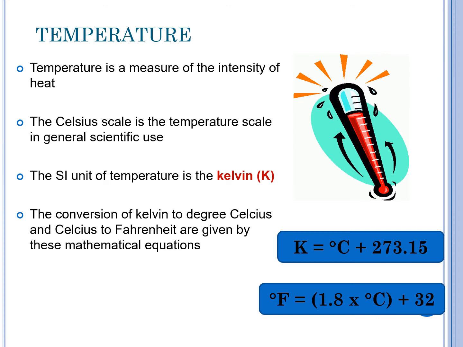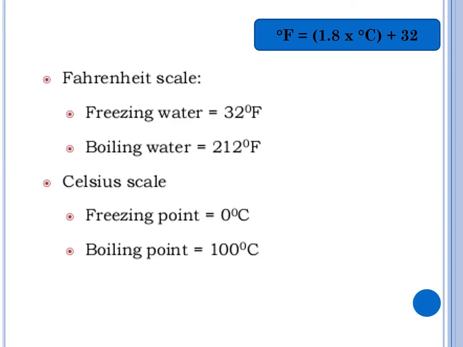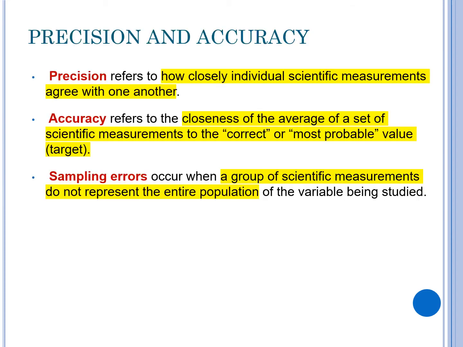So Kelvin is equal to degrees Celsius plus 273.15. That will give a Kelvin, while Fahrenheit is 1.8 times degrees Celsius plus 32. This is how we find the Fahrenheit. For example, freezing water is 32 Fahrenheit, boiling water is 212 Fahrenheit. This has to be remembered. While for Celsius, the freezing point is 0 and the boiling point is 100 Celsius.